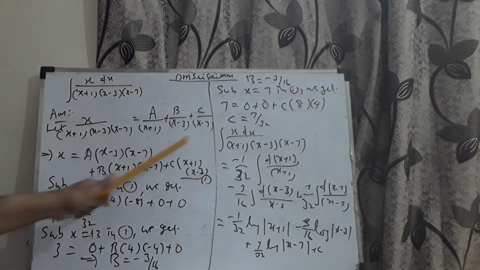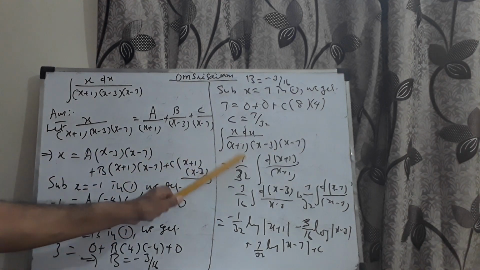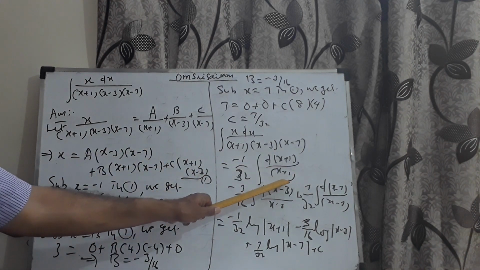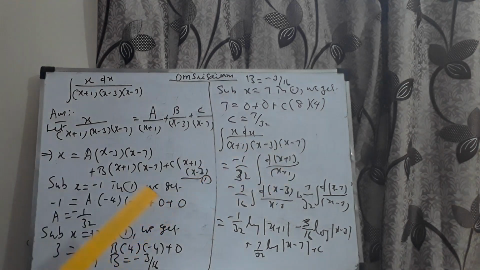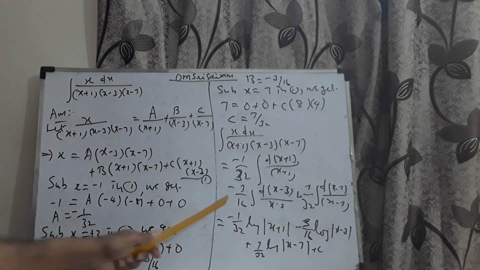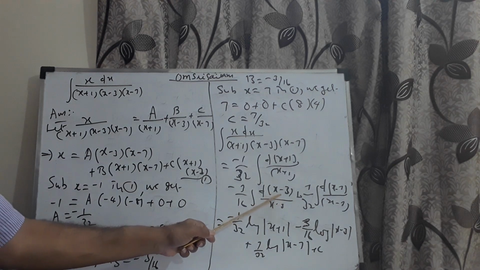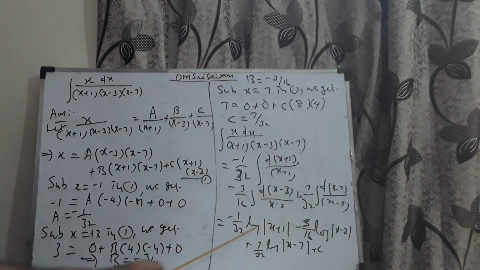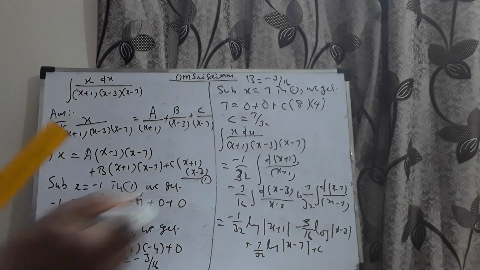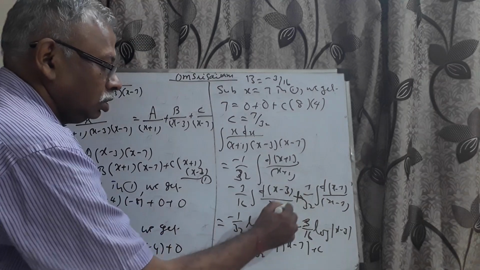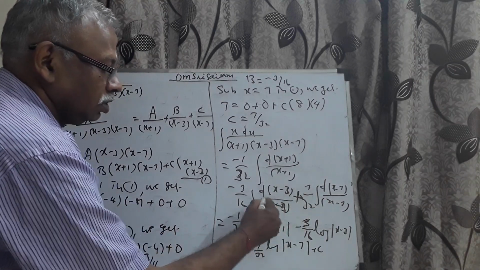Therefore, the whole integral now becomes minus 1 by 32 dx by x plus 1, which can be written as d of x plus 1 by x plus 1, so that it's of the form dt by t, minus 3 by 16 integral d of x minus 3 by x minus 3, plus 7 by 32 into d of x minus 7 by x minus 7. Okay, this is plus 7 by 32, this is minus x minus 3.